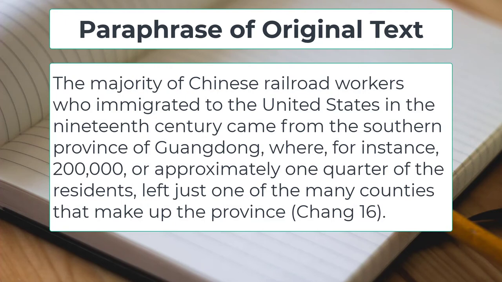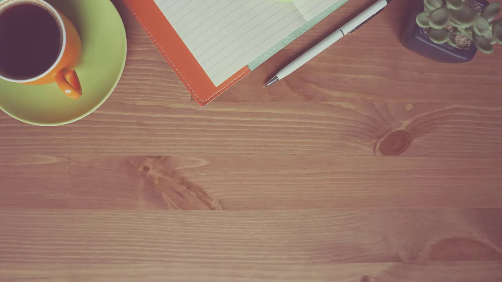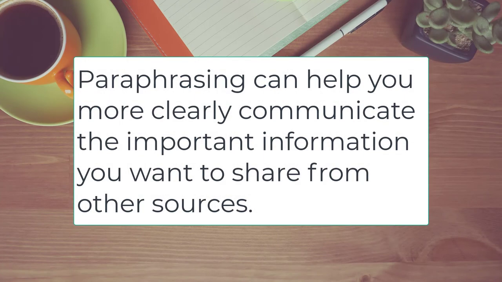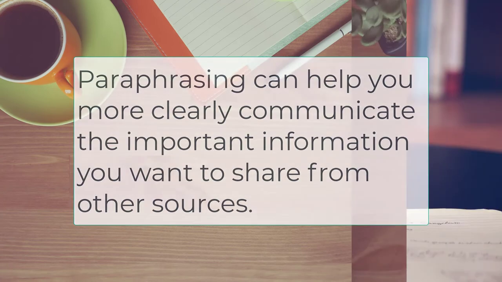Here is a paraphrase. The majority of Chinese railroad workers who immigrated to the United States in the 19th century came from the southern province of Guangdong, where, for instance, 200,000, or approximately one quarter of the residents, left just one of the many counties that make up the province. I have put into my own words the parts of the original that are important to my paper. This way, I can choose what information I need to share in the best way for my audience.